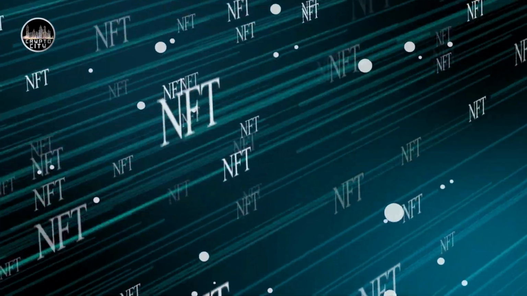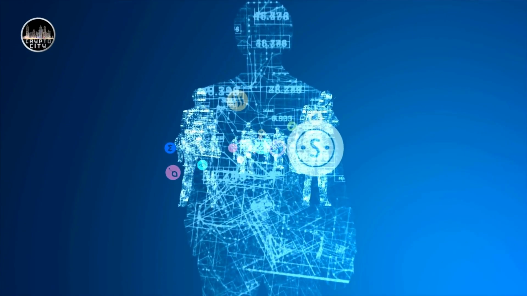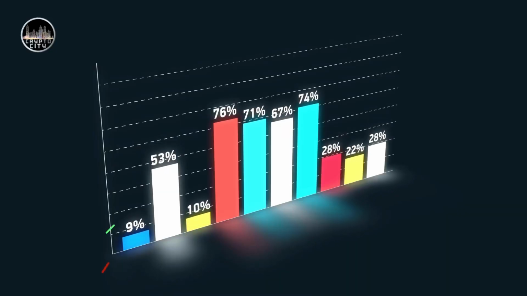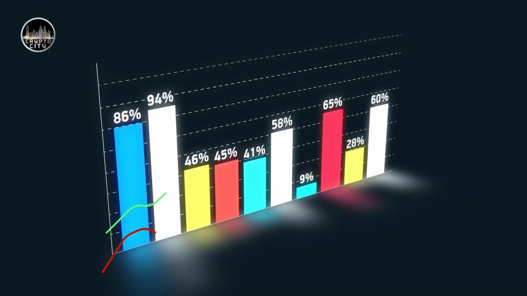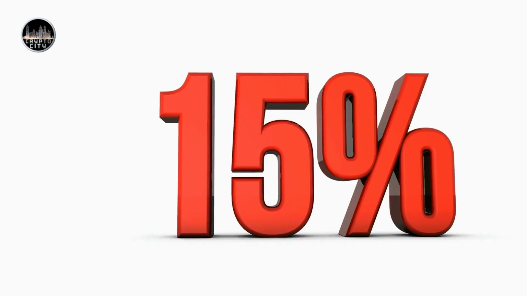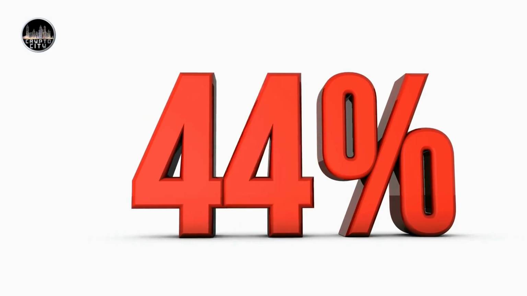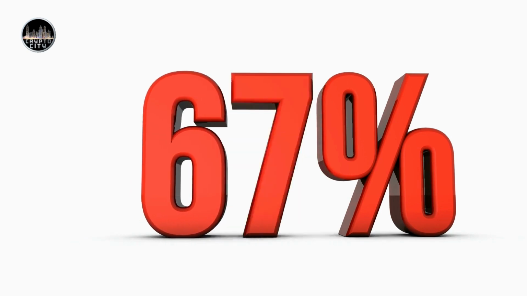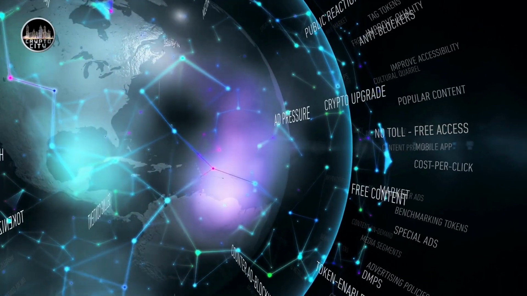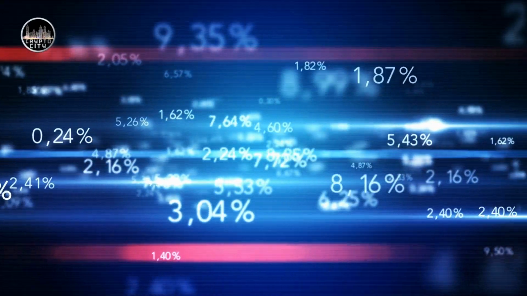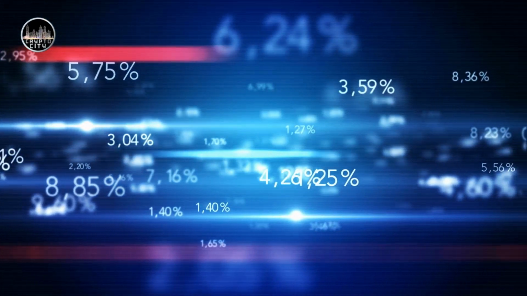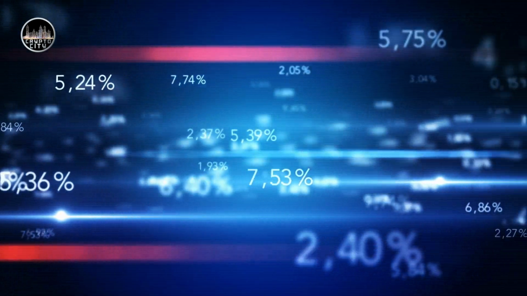Now, let's get started. APY stands for annual percentage yield, APR stands for annual percentage rate, and impermanent loss is a phenomenon that occurs when you provide liquidity to a pool of tokens on a decentralized exchange, or DEX. These terms are related to the returns and risks that you can expect when you deposit your funds into different DeFi protocols, such as lending platforms, yield farming platforms, or liquidity pools.